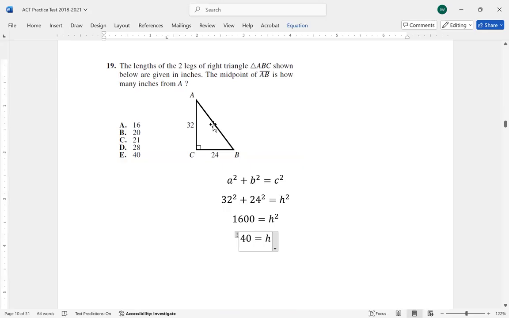That means that the midpoint is going to be 20 units away from A and 20 units away from B. So the midpoint is 20 units away from point A. So the answer to question 19 is option B, 20.